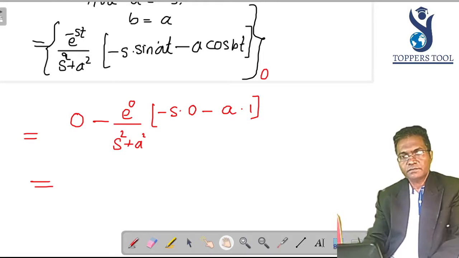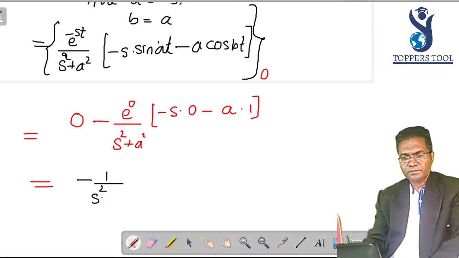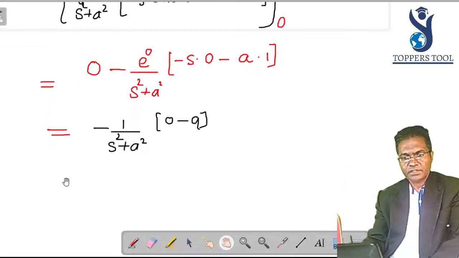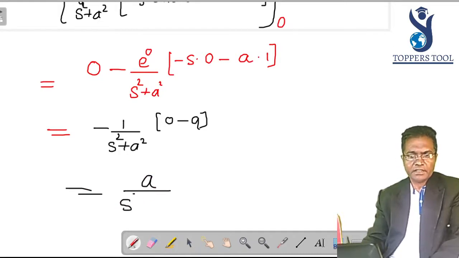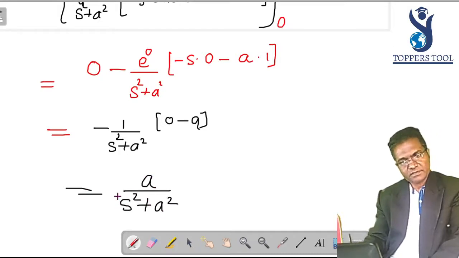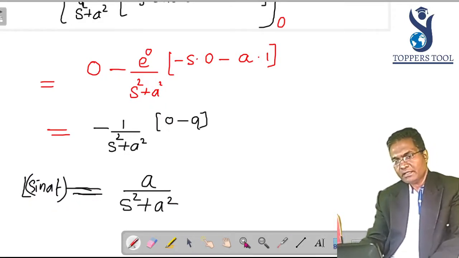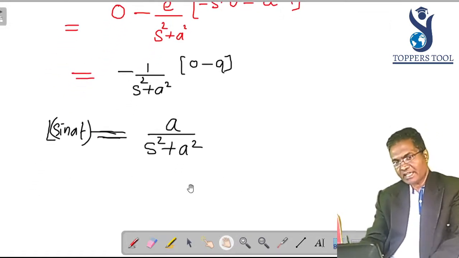Now this term e power 0 is 1 by s square plus a square, times 0 minus a. So this gives you a divided by s square plus a square. So this is your L of sine at. Please do remember: Laplace transform of sine at is a by s square plus a square.